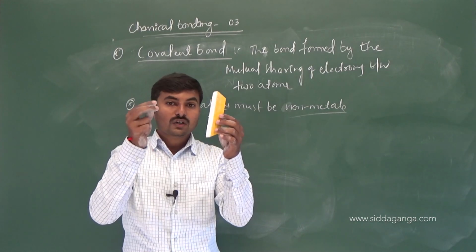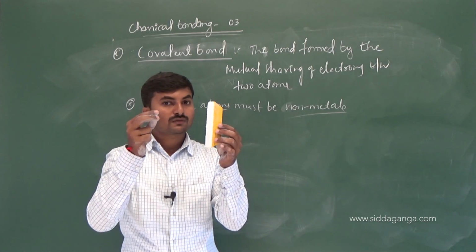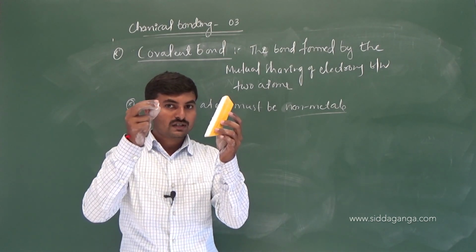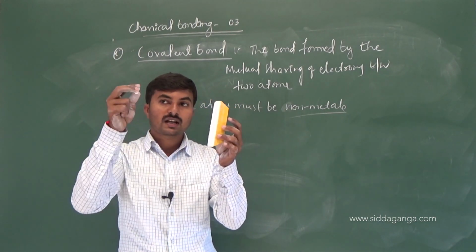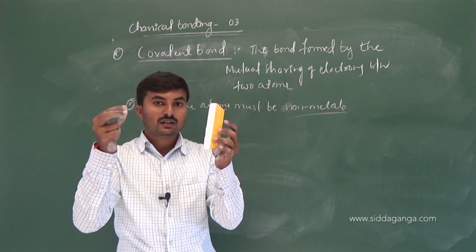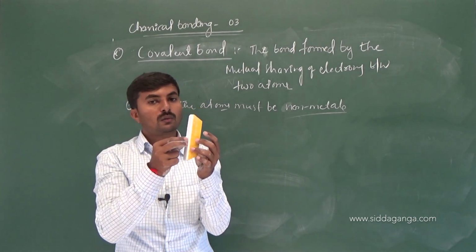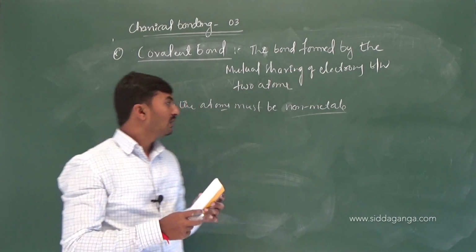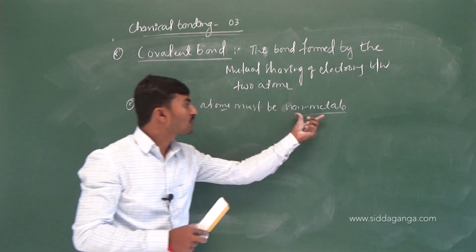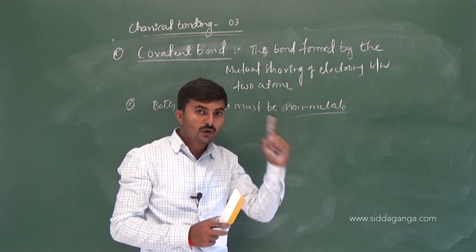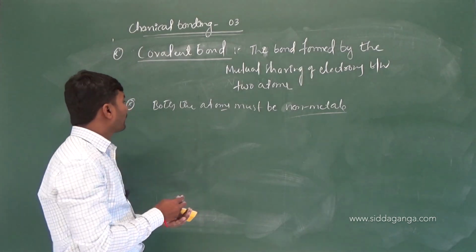If out of the two atoms, one is metal and another one is non-metal, what is the nature of the bond here? Metal, what is the nature of metal? It always tends to lose electrons. What is the nature of non-metal? It always tends to gain electrons, thereby the generation of charges takes place, followed by the formation of an ionic bond. But in order to form a covalent bond, both should be non-metals. A bond which is formed between a non-metal and a non-metal, that is called what? Covalent bond.